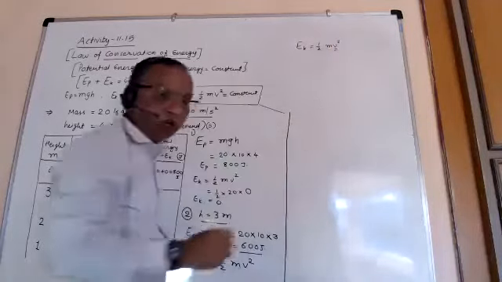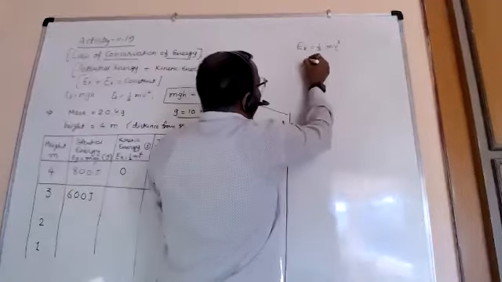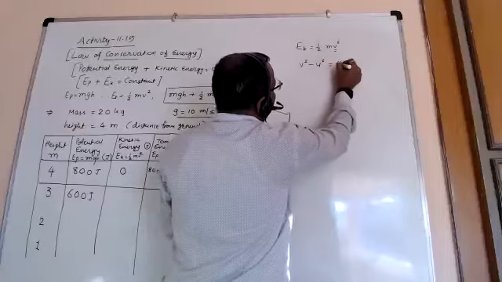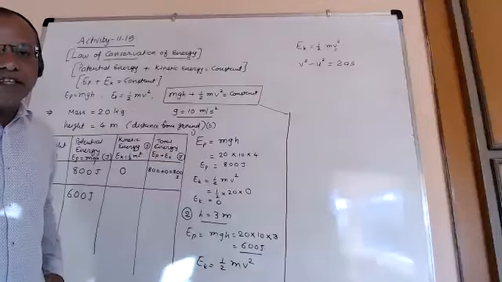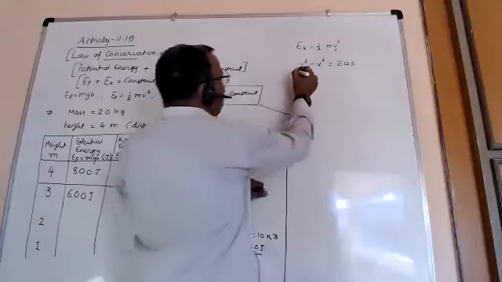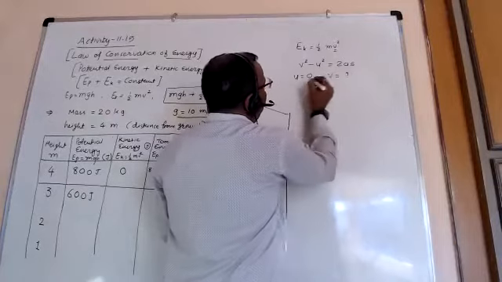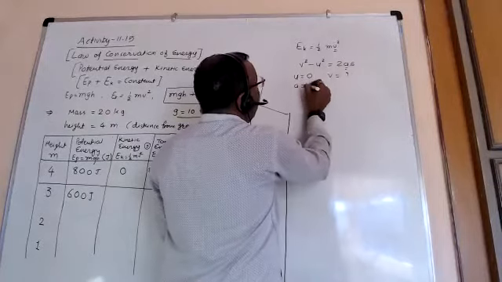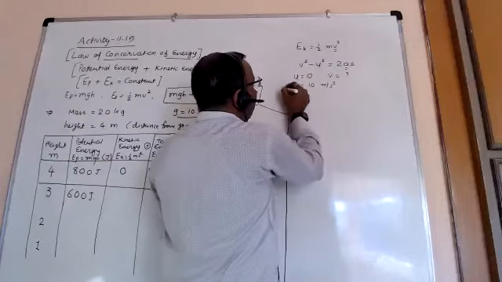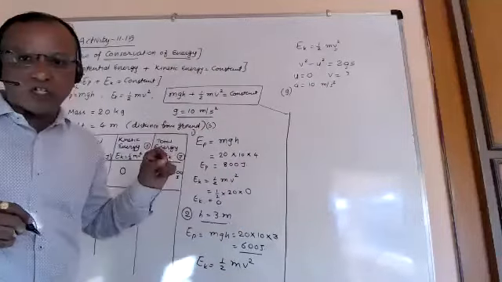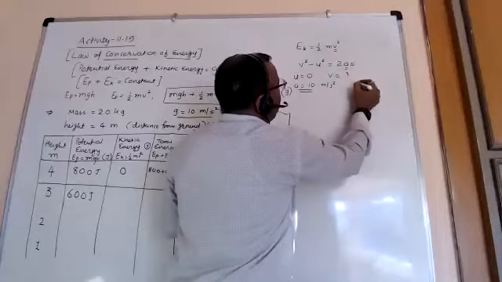V is unknown for us, friends. And to find out v, we will use the formula v square minus u square is equal to 2as. This formula of acceleration is to be used. Initial velocity u is to be taken 0, v is to be found, a is acceleration, that is 10 meter per second square, because this acceleration is due to gravitation, and that's why the value of a is to be taken 10, and s is the distance.